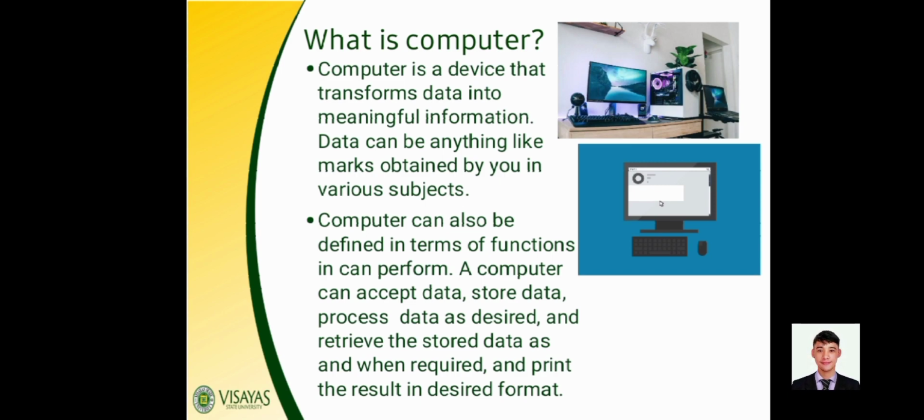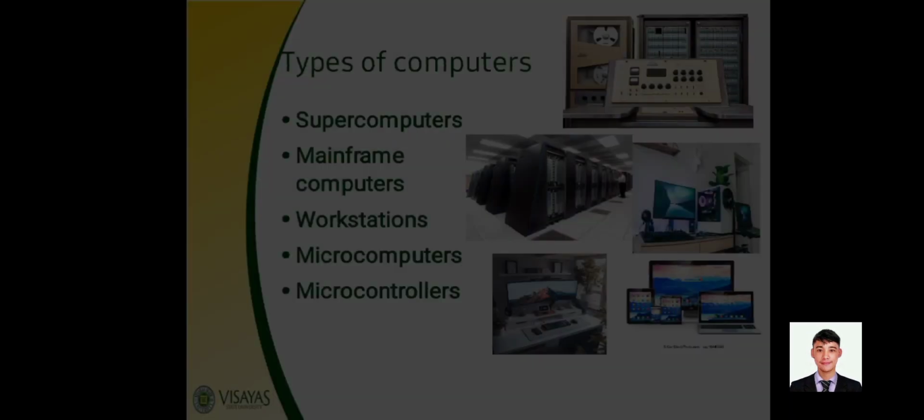A computer can accept data, store data, process data as desired, retrieve the stored data as and when required, and print the result in desired format. Early computers were meant to be used only for calculation. The first digital electronic calculating machines were developed during World War II. The speed, power, and versatility of computers have been increasing dramatically ever since then. This led to the digital revolution during the 20th to early 21st century.